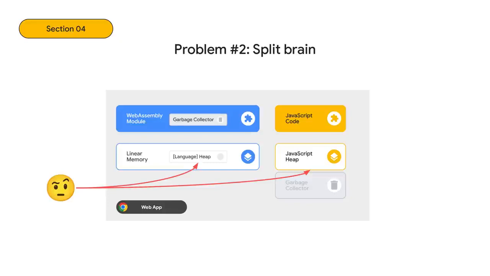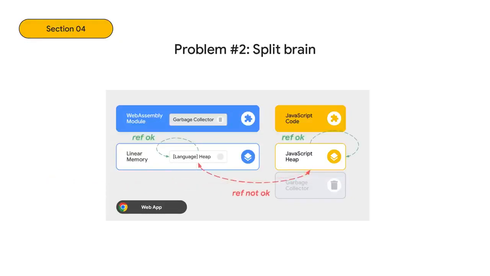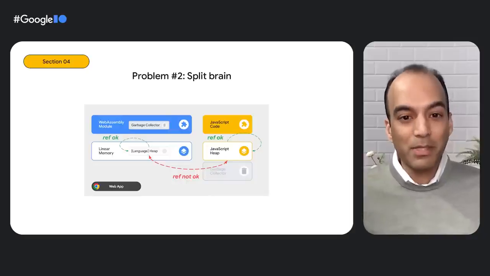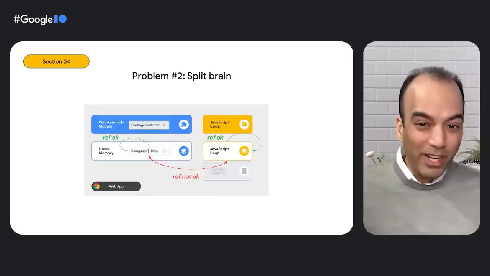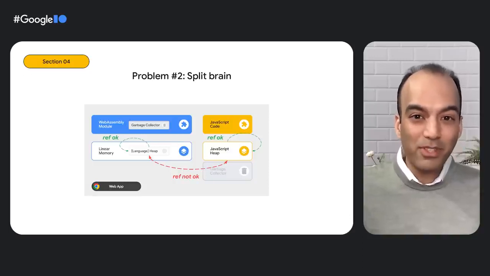The second problem is what I call the split brain problem. In this architecture, those two memories and their garbage collectors know nothing about each other. This means developers need to be careful to architect their applications to avoid corruption when, for example, the JavaScript garbage collector comes along and frees up memory that's actually still needed by the WASM side, or vice versa. All this adds up to more bookkeeping that developers have to do themselves, which kind of breaks the whole reason to use a managed memory language in the first place.